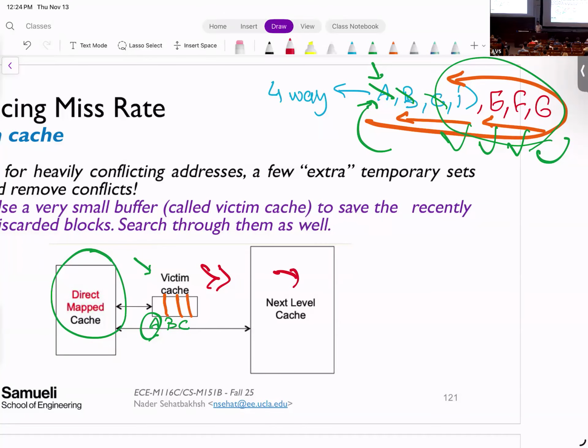So for example, if the hit time for level 1 cache is 1 cycle, the victim cache is maybe 2 cycles, versus the next level cache would be 10 cycles or 20 cycles.